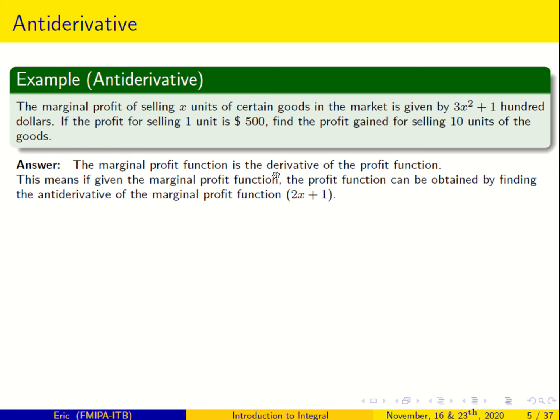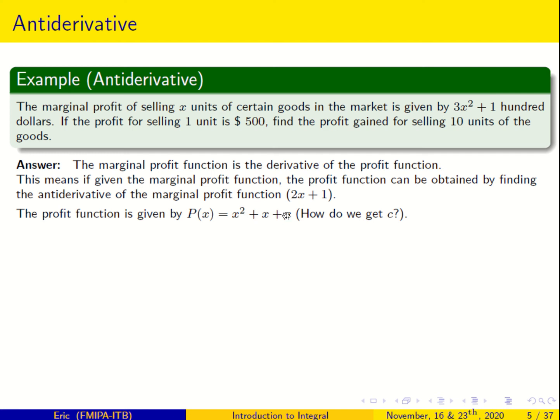The marginal profit is the derivative of the profit function. This means that given the marginal profit function, the profit function can be obtained by finding the antiderivative of the marginal profit. Sorry, I should have this. The marginal profit should be 2x plus 1, not 3x squared plus 1. And the antiderivative is given by x squared plus x plus c.